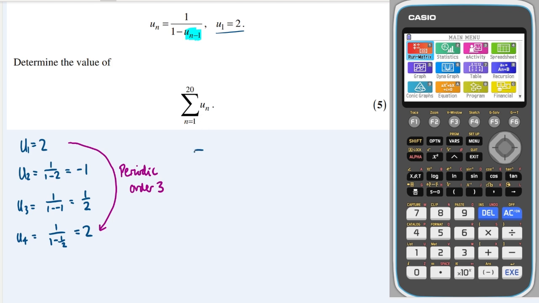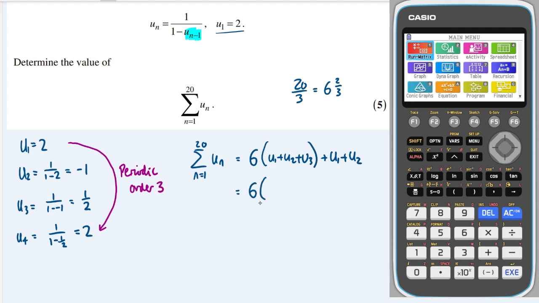Okay, if we want to work out the first 20 terms, then we will divide 20 by 3 because that's the order, and we will get 6 2/3. So that means that we can have 6 lots of u1 plus u2 plus u3. That will be the first 18 terms, just u1, u2, u3 happening 6 times over. And then we're back to u1, and we'll also need a u2 to get to the 19th and 20th.